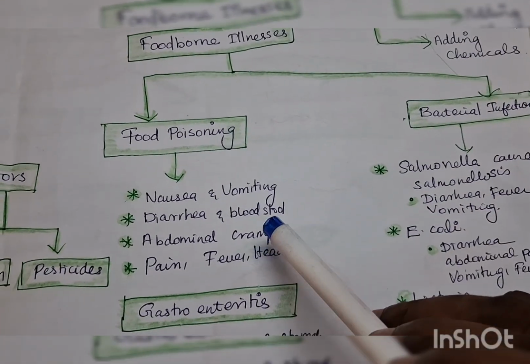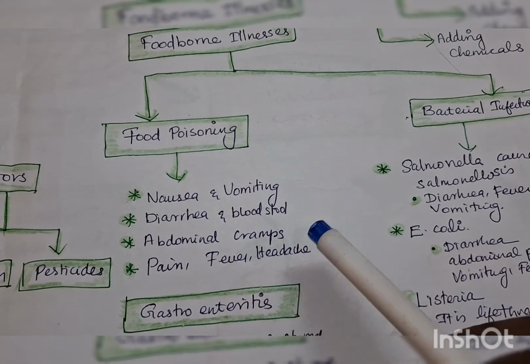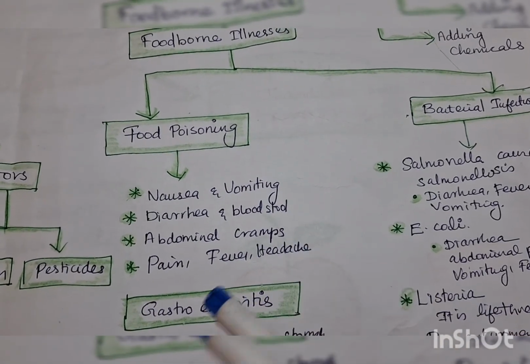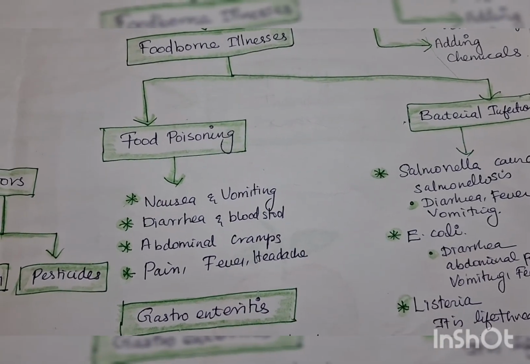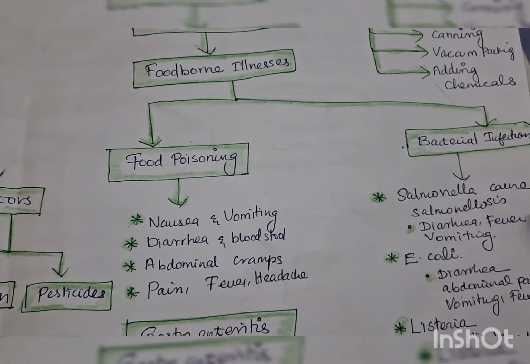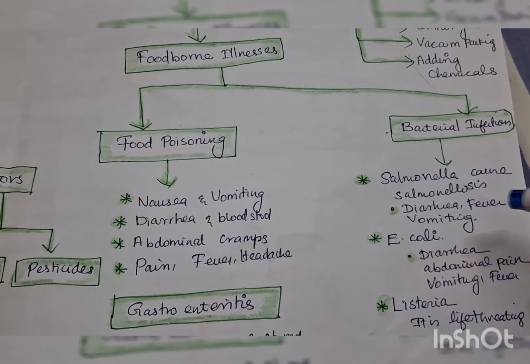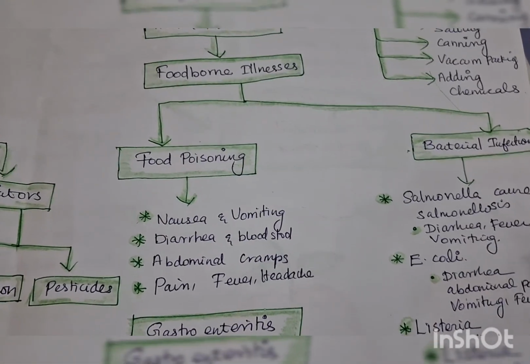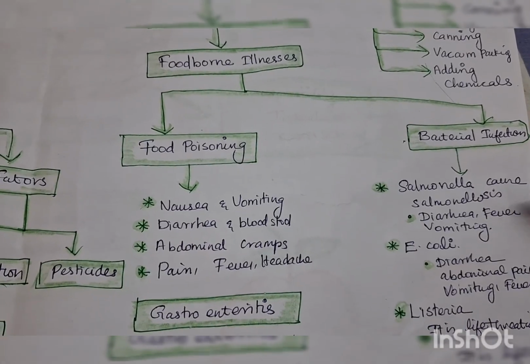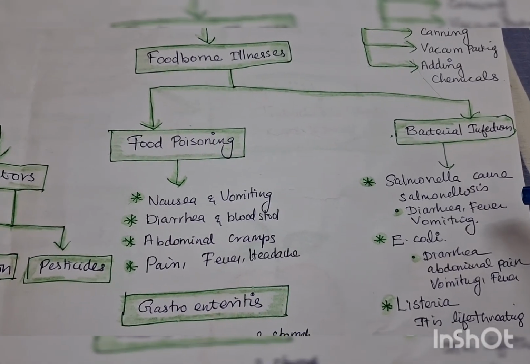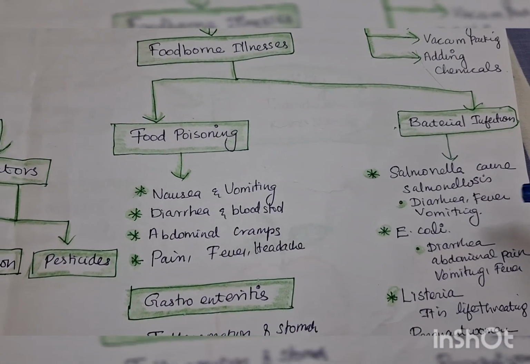The most common signs and symptoms are nausea, vomiting, diarrhea, blood in the stool, abdominal cramps, pain, fever and headache. Okay, then bacterial infections. Some particular bacteria also cause infections. That is called Salmonella, which causes salmonellosis. The main symptoms you can see are diarrhea, fever and vomiting.